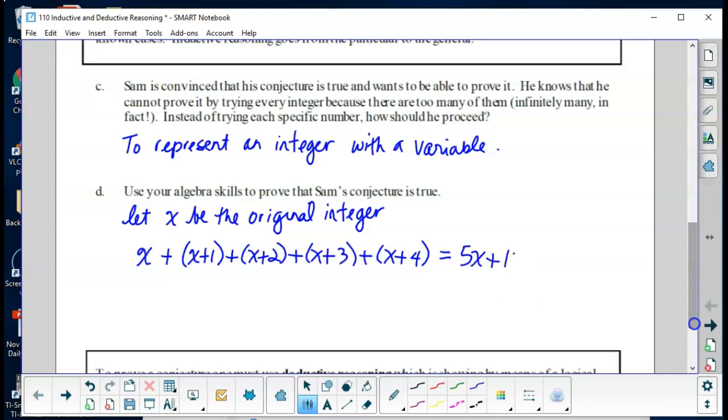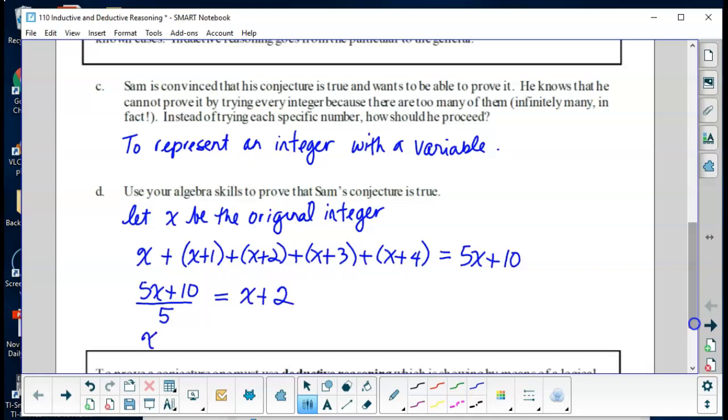5x plus 10. Okay. And then it says take that and divide by 5. Okay, so algebraically, divide each term by 5. We end up getting x plus 2.